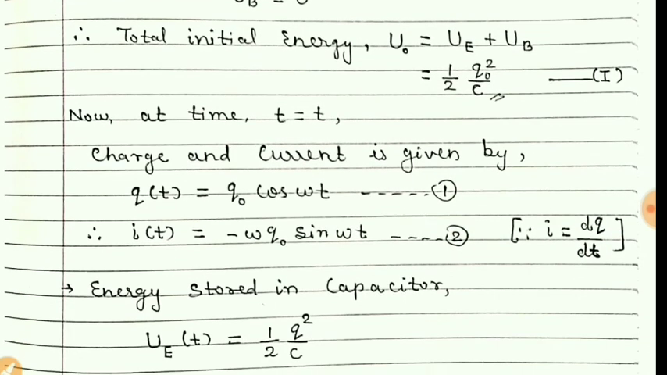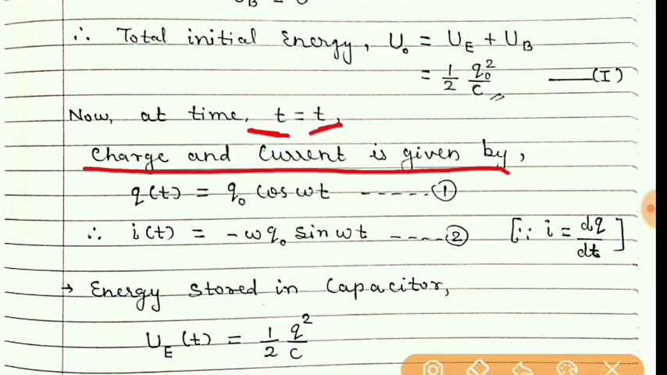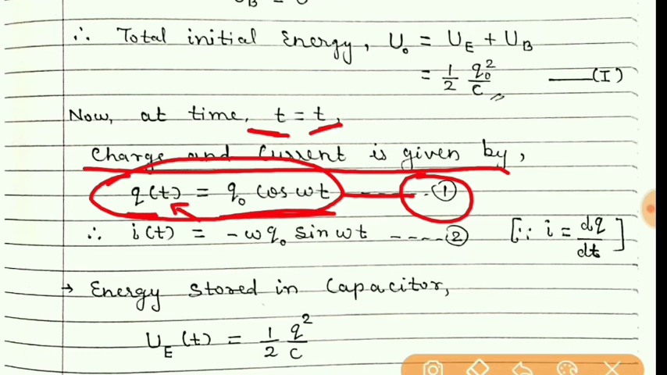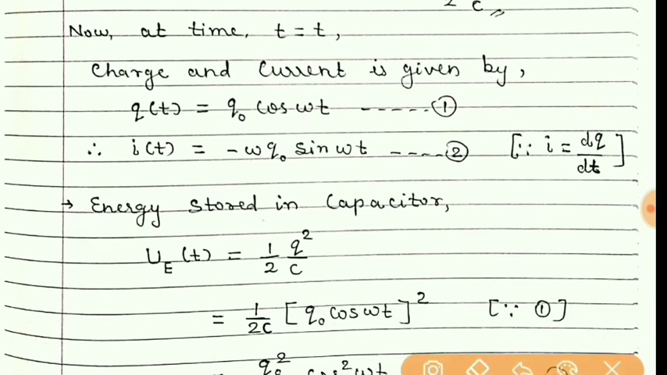Now suppose the capacitor is now connected with the inductor, and after some time, that is at time t, the charge and the current is given by. Now suppose at this time charge q is q naught cos omega t. We have used this equation earlier also. So if this is the charge on the capacitor at this time, then we get current at this time is equal to minus omega q naught sine omega t.